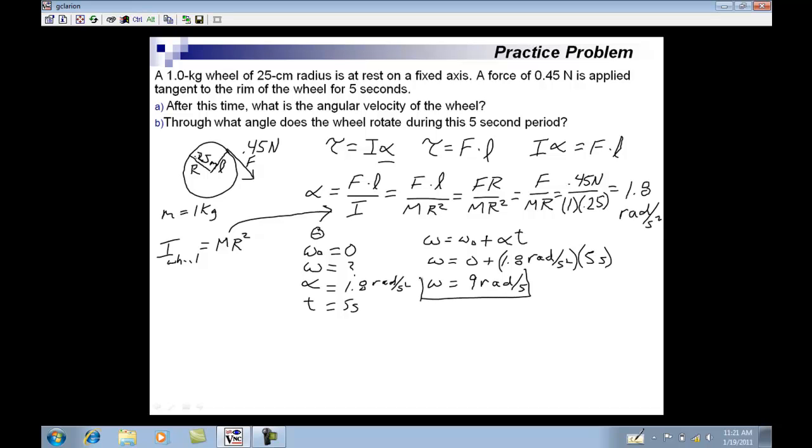The second question is, through what angle does the wheel rotate during this 5-second period? So what am I solving for there? For part B, which variable am I solving for?